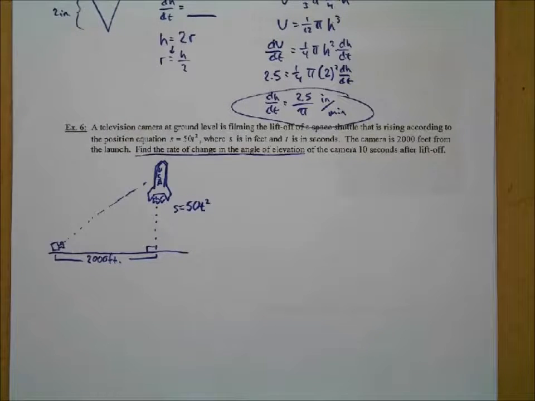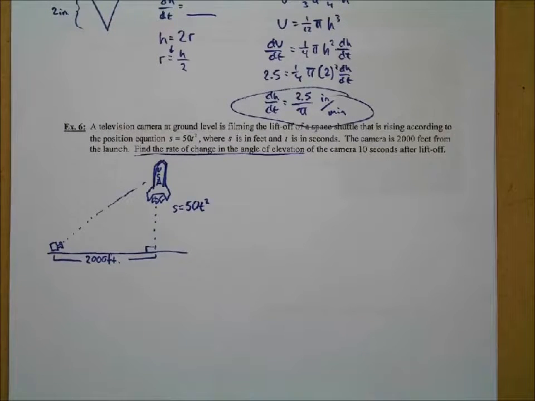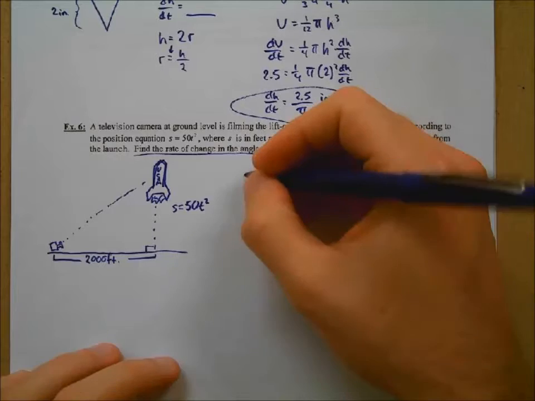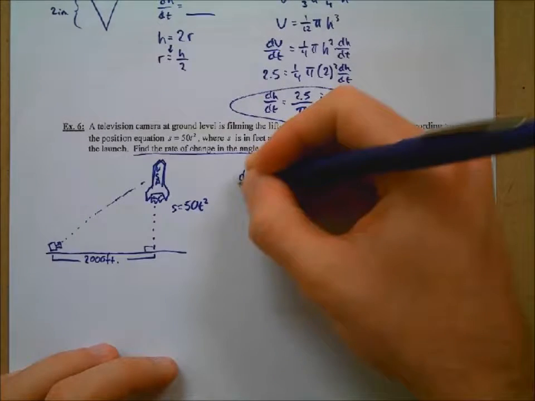Absolutely. Typically, what do we use to represent an angle? Theta, right? So maybe we should use d theta dt. But dA dt is not wrong. You could absolutely use an A there if you wanted to. So let's say d theta dt. That's what we're trying to solve for here.